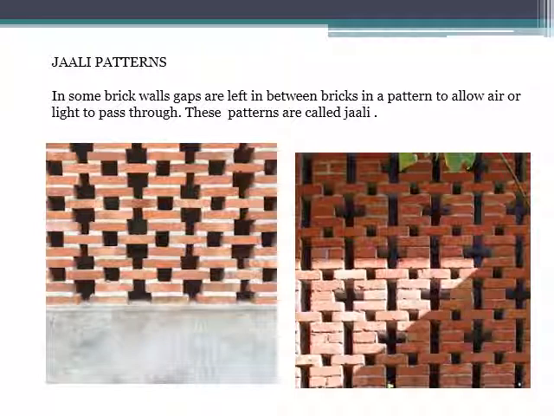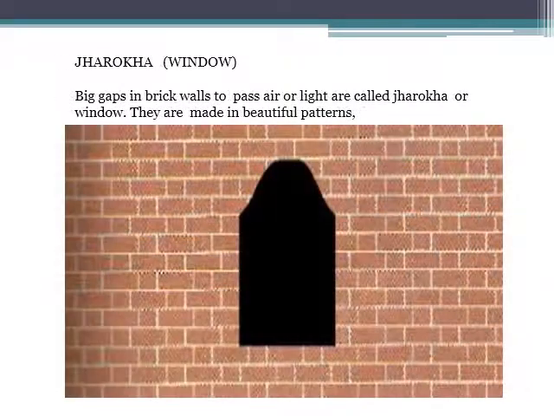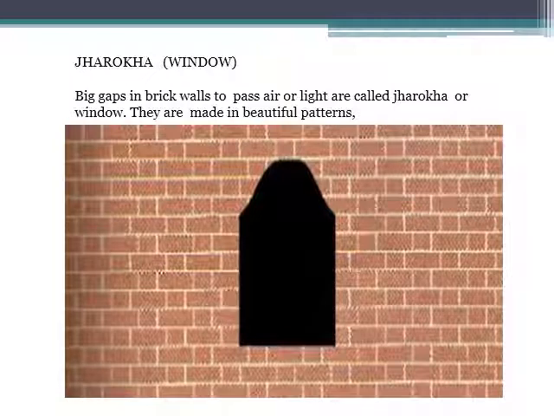In some brick walls, gaps are left in between bricks in a pattern to allow air or light to pass through. These patterns are called jali. When big gaps are left out in brick walls to pass air or light, they are called jharokha or window. They are also made in beautiful patterns.